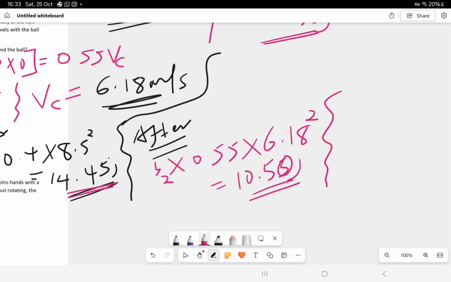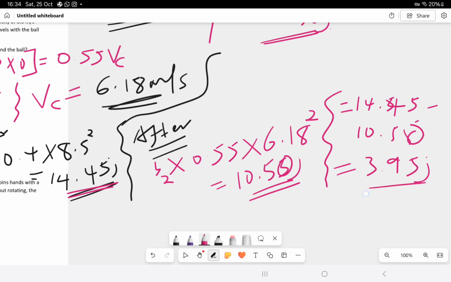So the decrease will be equal to, you subtract 14.45 minus 10.50, and you get 3.95 joules. As simple as that. Right, thank you.